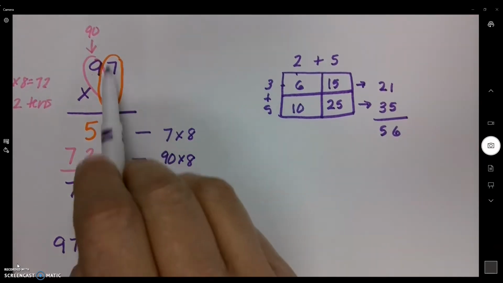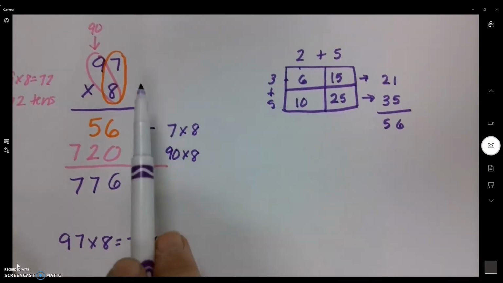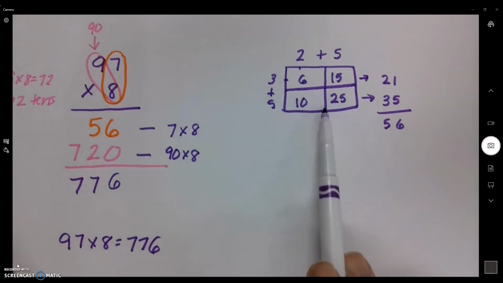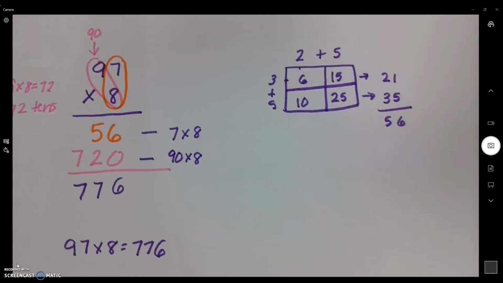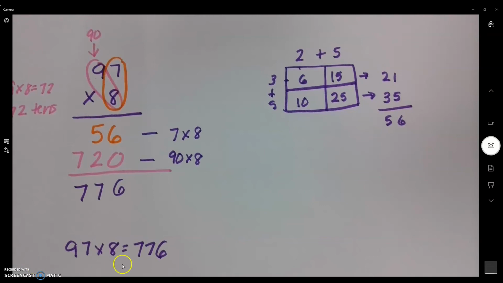So we're working on our facts. We need to know them, but if you don't, remember you can always use this area model to help you out that way as well. We're going to keep practicing these, but come back, look at the videos, slow them down, rewind them, and do your very best.